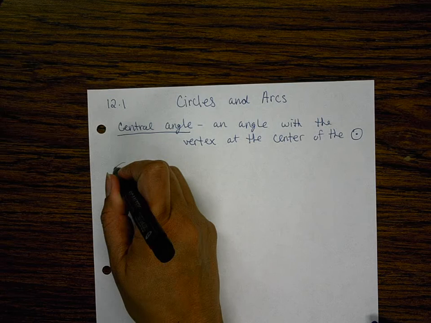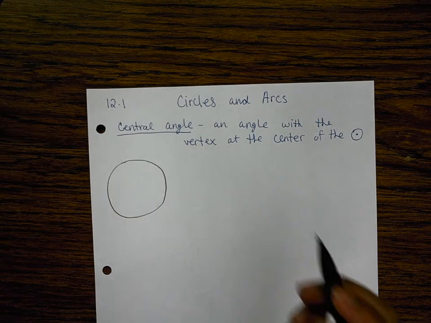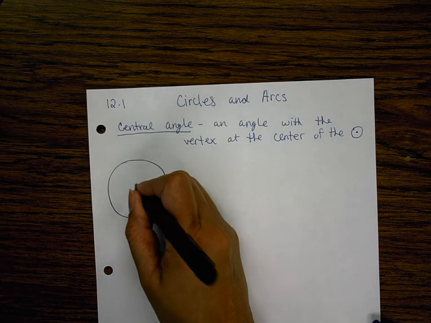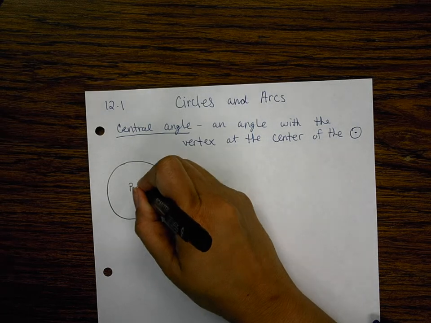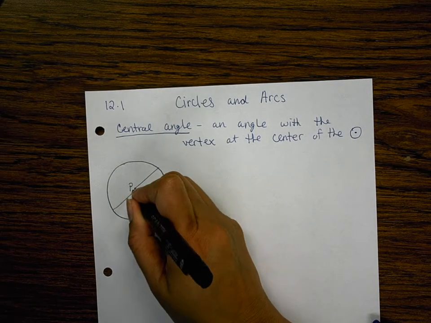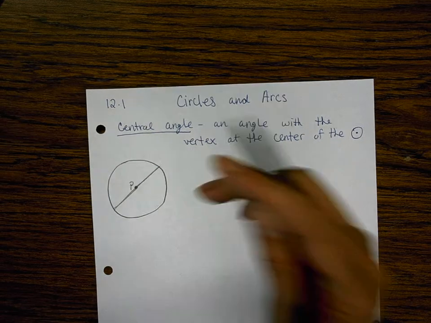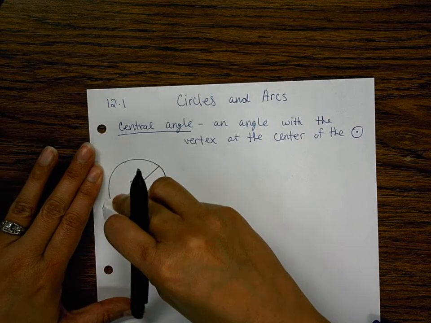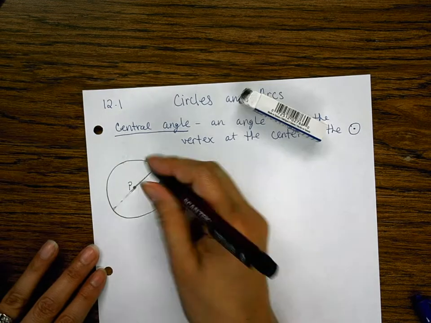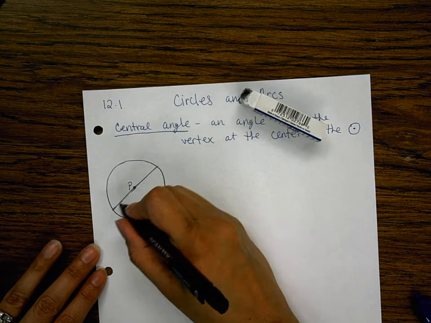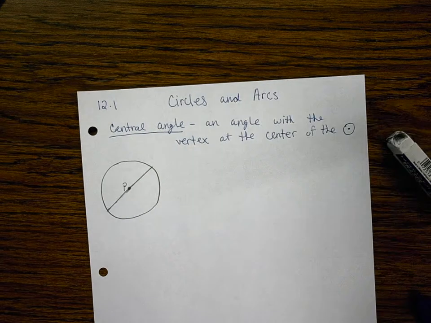Okay, so let's draw a circle. And I'm going to call this circle P. Circle P means a circle with its center at P. Okay, now I'm going to add more to this picture eventually. For now, I'm just going to draw a line like this and we'll just go all the way through. If a line goes through the center of a circle and touches both ends like this, it is a diameter. It cuts your circle in half.